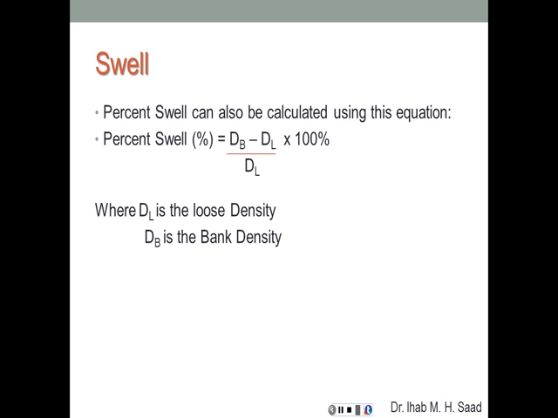Notice the difference between the two. When we calculated the volume, we divided by volume of bank. When we calculated it based on density, we divided by the density of the loose. So dL is the loose density and dB is the bank density.